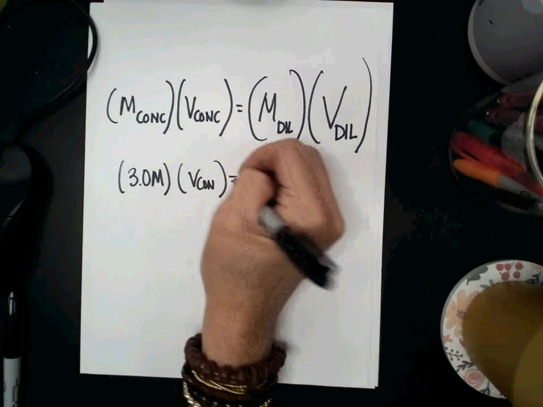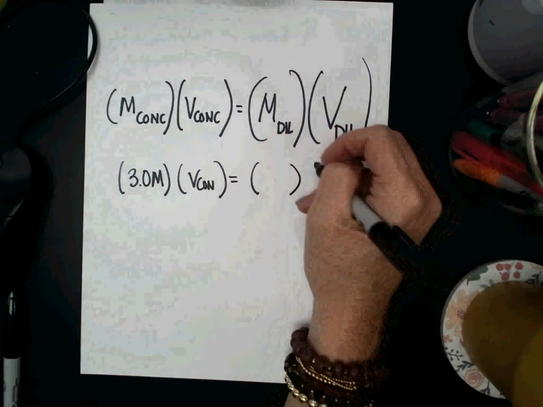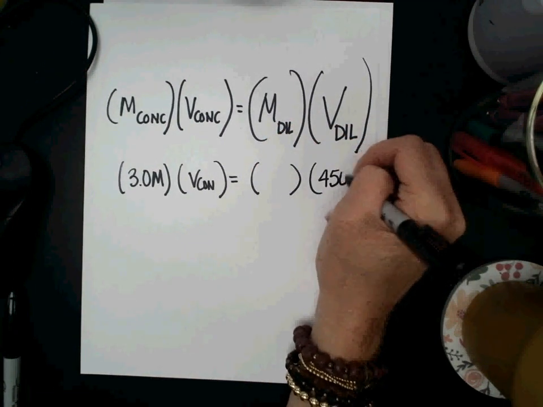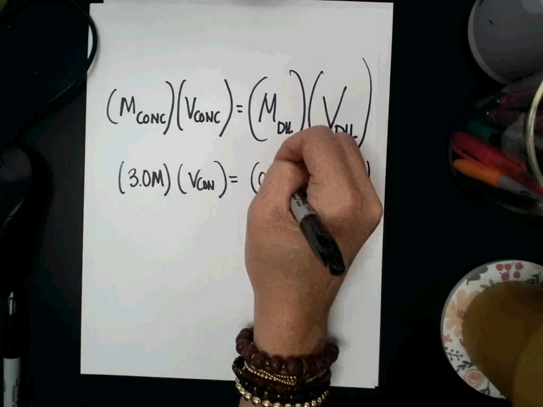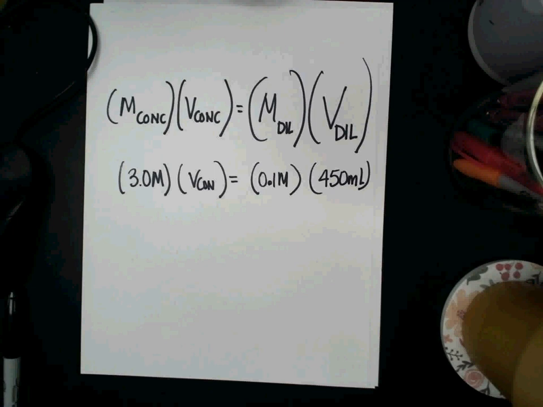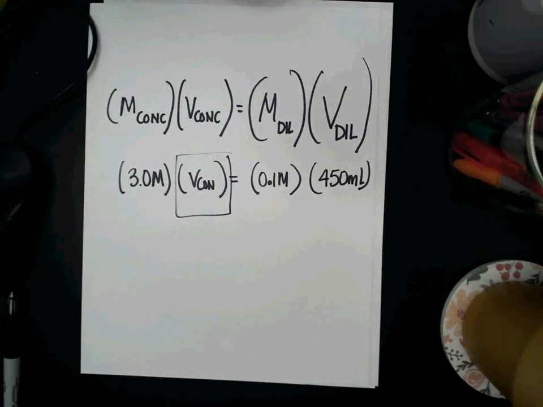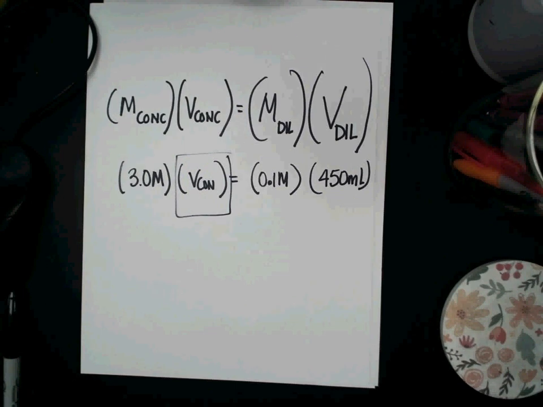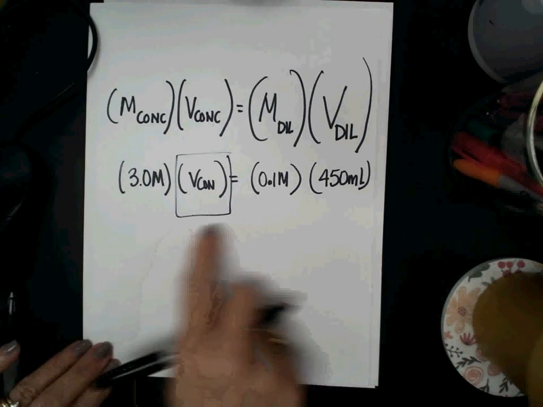3.0 molar. How many milliliters? So this is what I don't know: the volume of my concentrated solution needed to make 450 milliliters of a 0.1 molar solution. Now I can easily solve for the volume of the concentrated solution that I need.